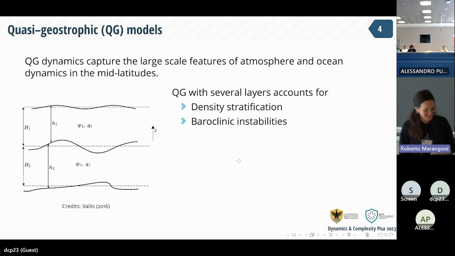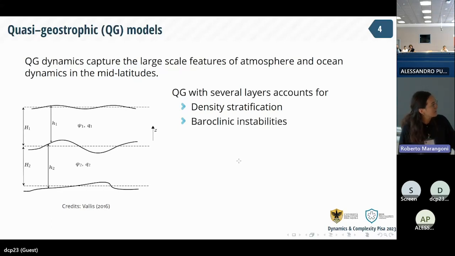I was saying that when we allow for density stratification, then there is a formation of these baroclinic instabilities. These are a mechanism that is behind the formation of major weather fronts and oceanic currents. The model itself is very popular in meteorology and climatology because it strikes a balance between its simplicity and the amount of features that it can represent.